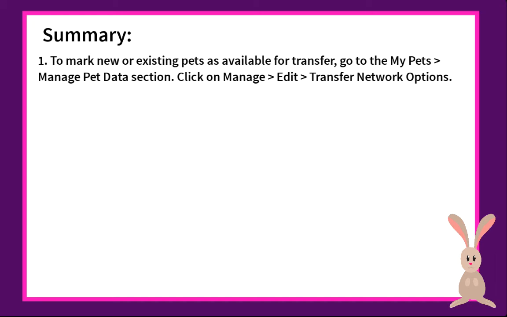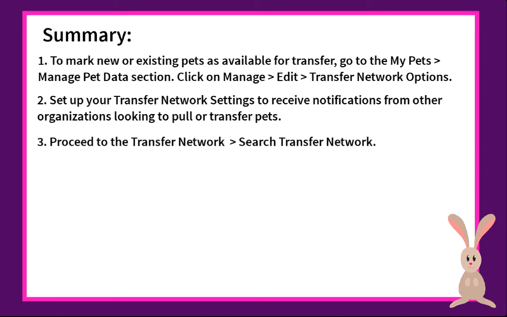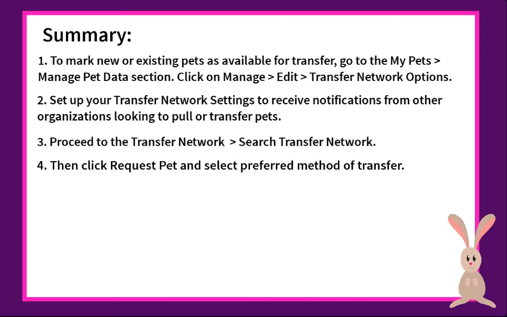Here's a quick recap. To mark new or existing pets as available for transfer, go to the My Pets Manage Pet Data section. Then click on Manage, Edit Pet, Transfer Network options. Please set up your transfer network transfer settings to receive notifications from other organizations looking to pull or transfer pets. Proceed to the Transfer Network Search Transfer Network. Then click on Request Pet and select Preferred Method of Transfer.